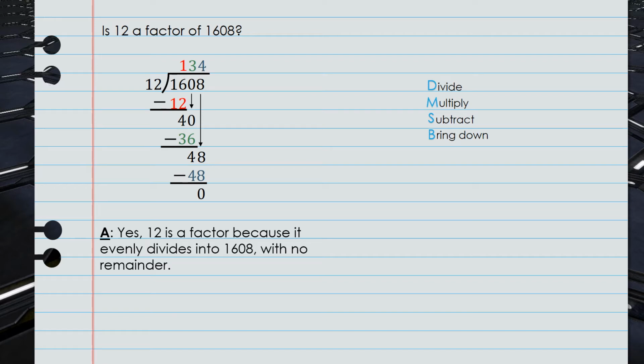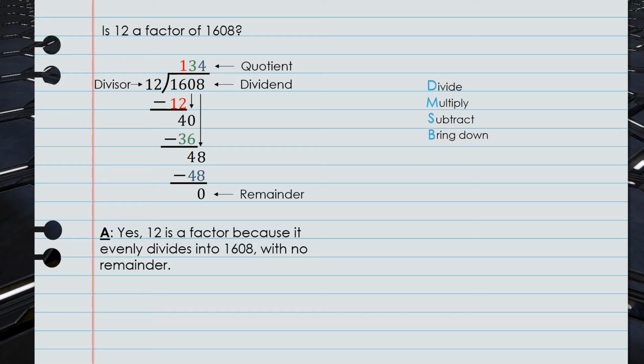Now there's several parts to the division, and let's identify these different parts. First, the 12 is known as the divisor. That's the number you are dividing by. The result, 134, is known as your quotient. The number we were trying to divide into, the 1608, that's known as your dividend. And then the very last number at the very end, the 0, is known as our remainder.